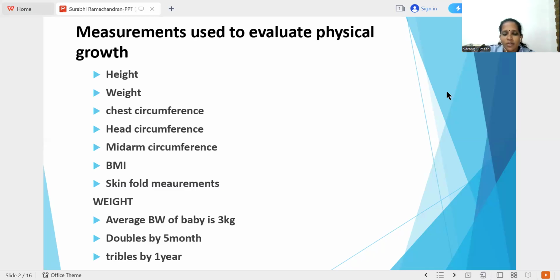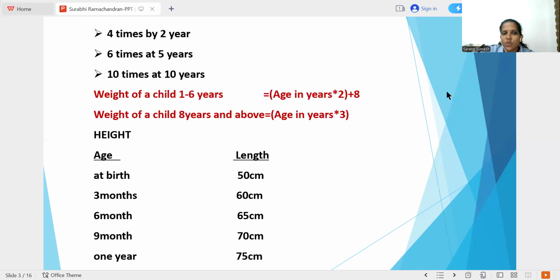It doubles by 5 months, triples by 1 year, 4 times by 2 years, 6 times at 5 years, 10 times at 10 years. Weight of a child 1 to 6 years, we are calculating with an equation: age in years into 2 plus 8. If the child's age is above 8 years, we are calculating using another equation: age in years into 3. These are the main points in weight.